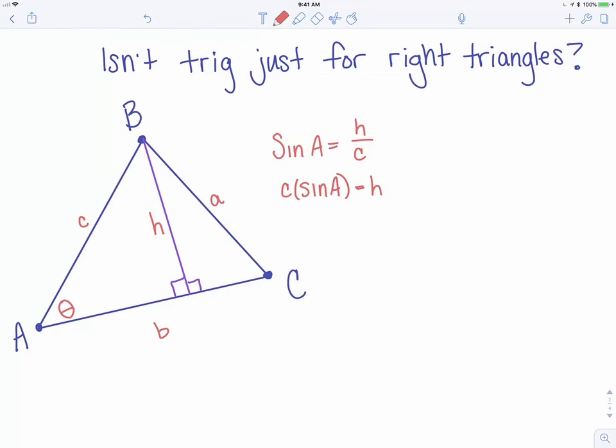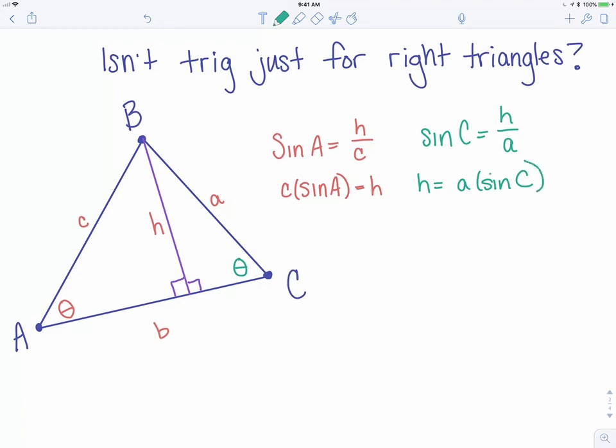I can do the same thing with this theta if I'm looking at angle C and that right triangle. So I can say the sine of angle C in the other little right triangle is equal to opposite is h again, and the hypotenuse of that one is a. Then if I multiply both sides by a, I now get h is equal to a times the sine of angle C.